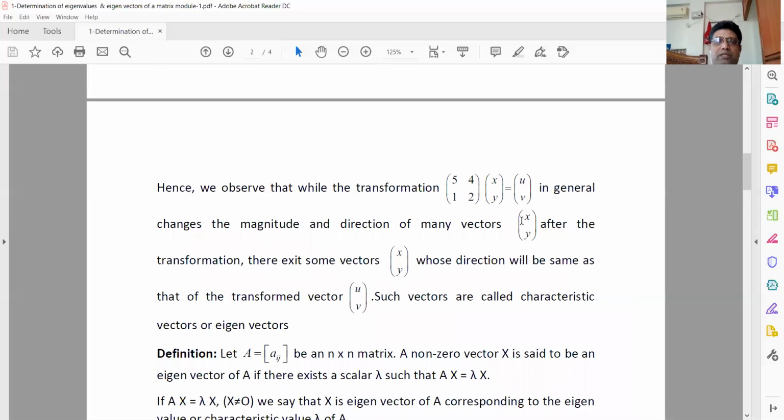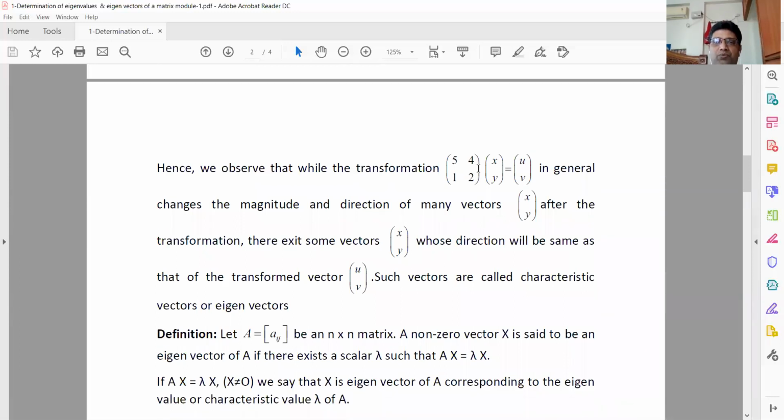Hence we observe that while the transformation in general changes the magnitude and direction of many vectors x comma y, there exist some vectors x comma y whose direction is the same as that of the transformed vector u comma v. Such vectors are known as eigenvectors, or characteristic vectors. Eigen is a German word meaning characteristic. Now we are interested in finding the eigenvectors.